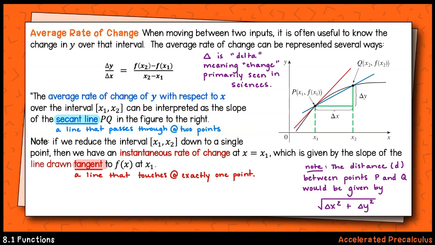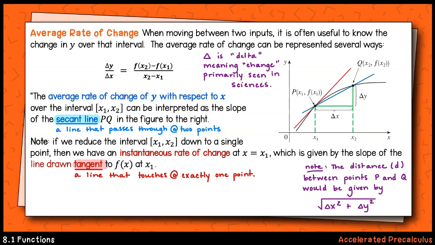We'll do this by looking at the change in output compared to the change in input over those two given points. In the sciences, you see this delta notation used extensively. The Greek letter delta is often used as a shorthand way of representing the phrase change. So we have the change in y divided by the change in x. Using function notation, this is the difference in the output at x2 and x1. Now, we can only calculate the average rate of change if we're given a starting and an ending point.